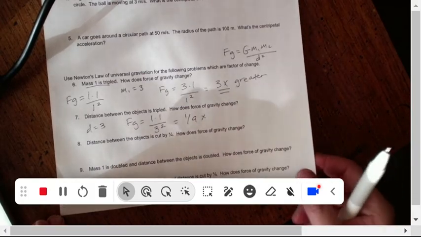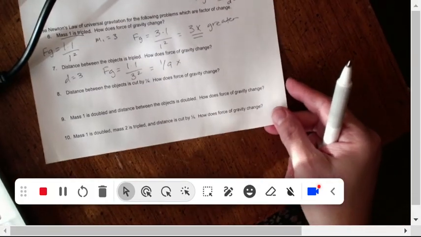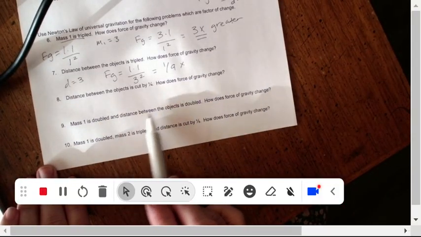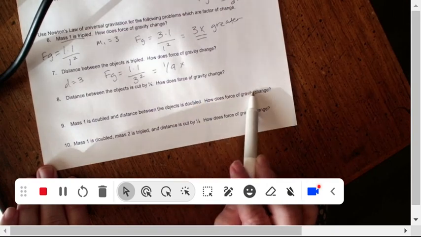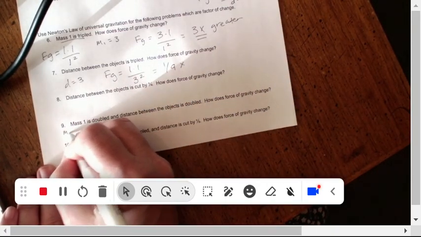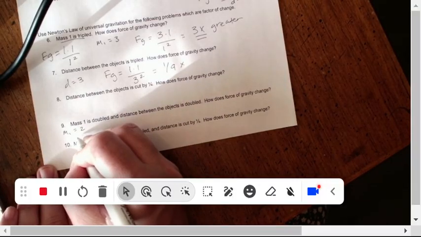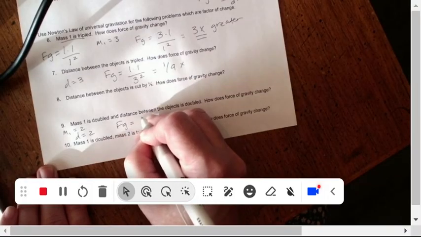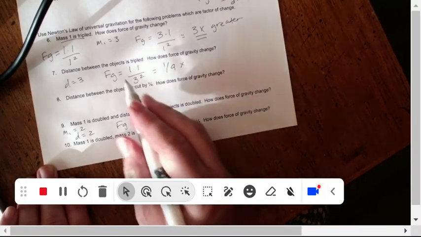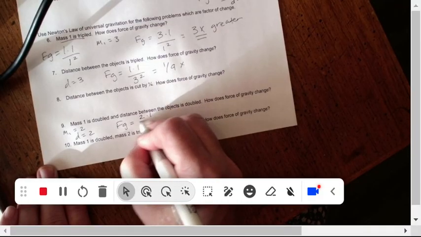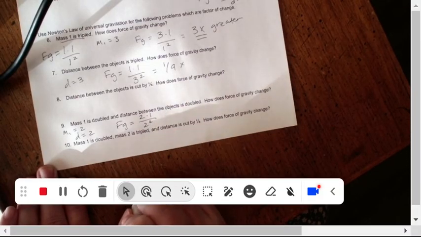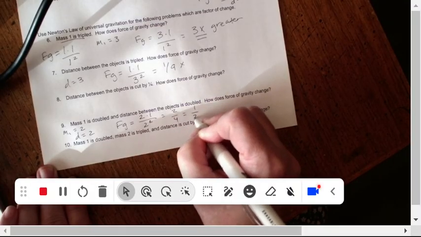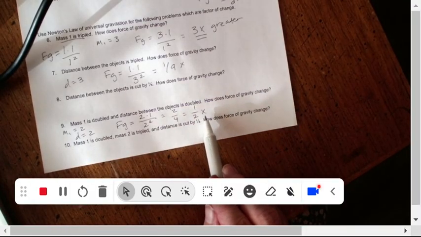Okay, and there's a few more like that. I'm going to do one more where two things change at the bottom. So here's mass 1 is doubled and distance is doubled. How does force of gravity change? So now m1 is equal to 2, distance is equal to 2. So my force of gravity is going to be 2 times 1, because my other mass did not change, divided by 2 squared. So that gives me 2 over 4, or 1/2. So my force drops by 1/2.